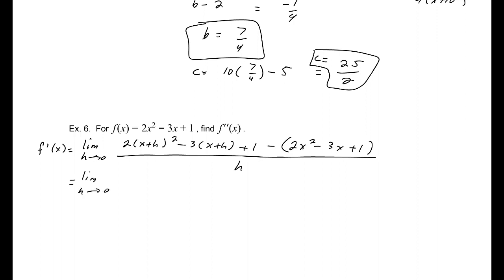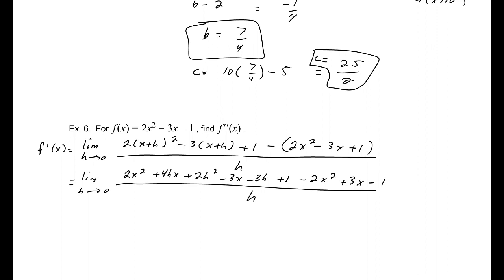Okay, so we'll have a 2x squared, which will cancel out, a 4hx plus 2h squared minus 3x minus 3h plus 1 minus 2x squared plus 3x minus 1, all divided by h. Now, several terms cancel: 2x squared, the 3x and the negative 3x, the 1 and the 1. Factoring an h out.